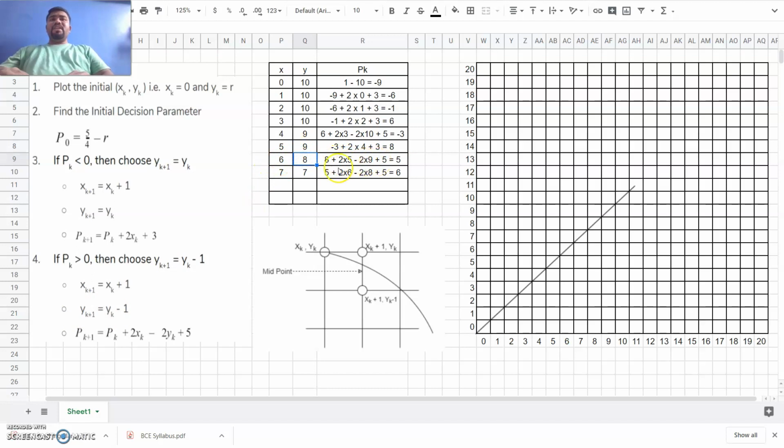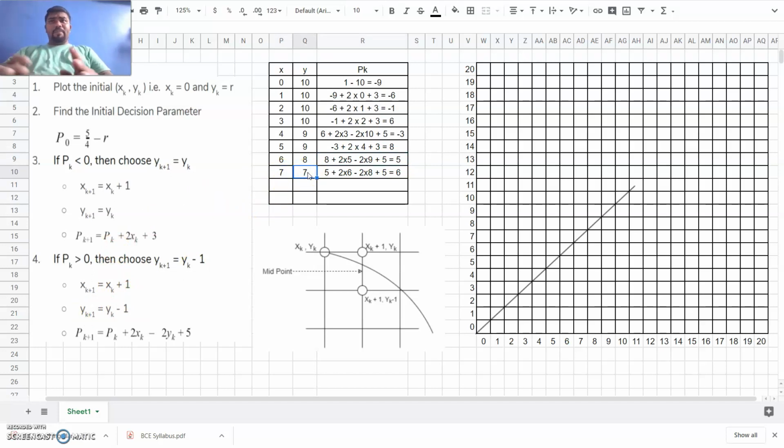Now, as it gets converted into 8, we calculate the next pk plus 1 with respect to the previous pk, and this is how we get the positive pk value. If we get the positive pk value, we increment x, we decrement y. So this is how we get 7 comma 7.